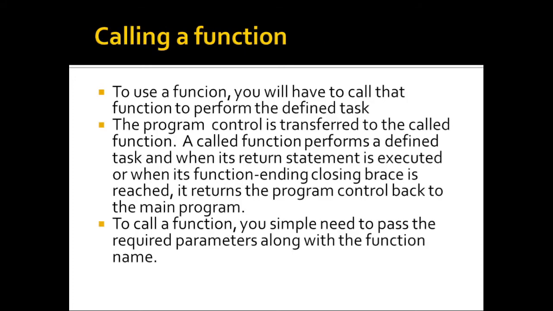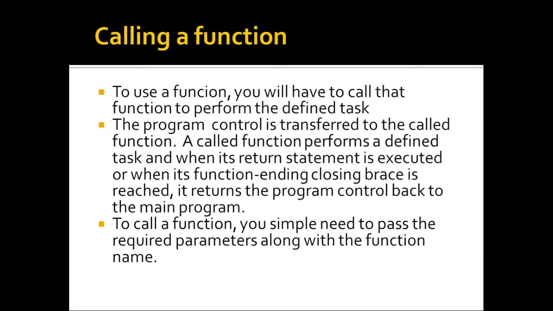Now, how do we call a function? To use a function, you will have to call that function to perform the defined task. The program control is transferred to the called function, and the called function performs its defined task. When its return statement is executed, or when its function-ending closing brace is reached, it returns the program control back to the main program or to the calling program.